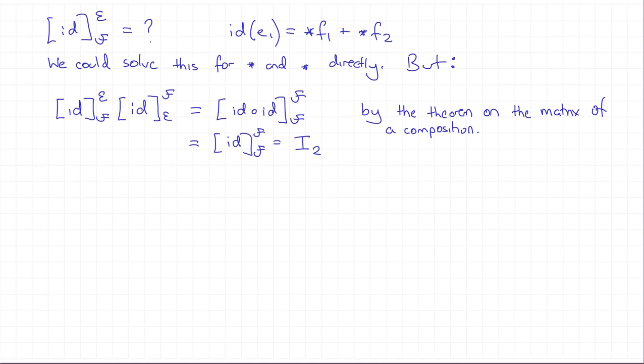And what that tells us is that the matrix EF and FE, so the matrix of the identity with respect to initial basis E and final basis F, and the matrix of the identity with respect to initial basis F and final basis E, are inverses of one another. Therefore, this matrix that we wanted is equal to the inverse of the matrix that we just worked out.